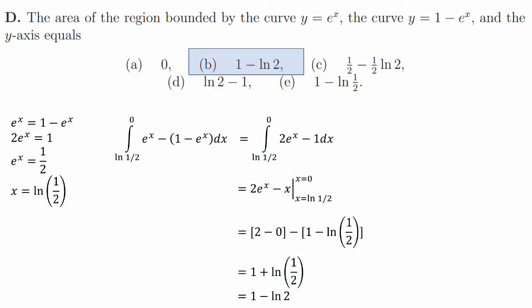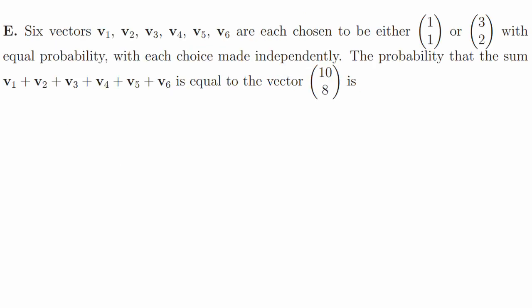And this problem is now complete. In this question, we have 6 vectors, v1 through v6, and they can be either (1, 1) or (3, 2). What we have to do is calculate the probability that the sum of these 6 vectors is equal to the vector (10, 8). To do this, we have alpha times the vector (1, 1) plus beta times the vector (3, 2) is equal to (10, 8).